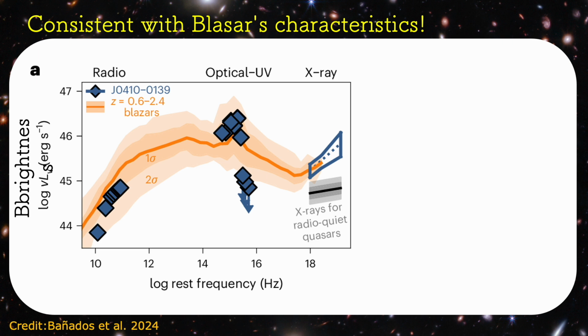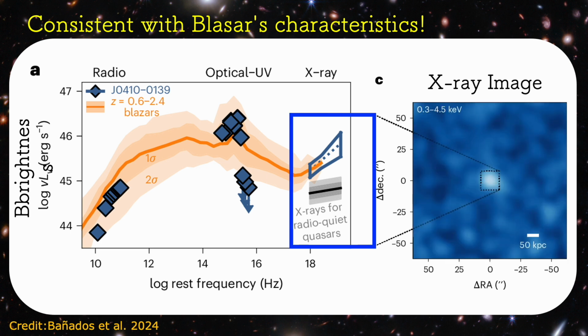The actual spectrum of the object is shown here. The horizontal axis represents frequency, while the vertical axis shows brightness. The measured data are represented in blue, and the typical spectrum of blazars in the nearby universe is shown in orange. The spectrum of the discovered object aligns very closely with the typical blazar spectrum, and additionally, bright X-rays have been observed. These features are consistent with the characteristics of typical blazars.